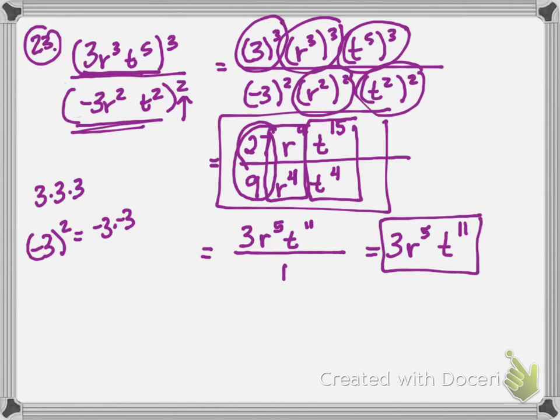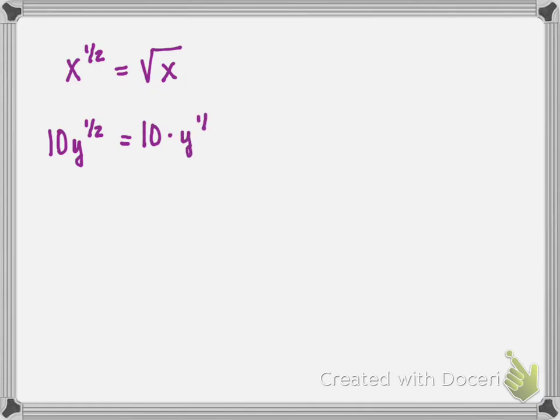Some of the other questions that you sent me, it looks like we were writing things in radical form. So exponents and radicals are the same. For example, if I have x to the 1/2, that's the same as the square root of x. So number 29, it was 10y to the 1/2. So this is really 10 times y to the 1/2. Y to the 1/2 is just the square root of y. So it's 10 times the square root of y.